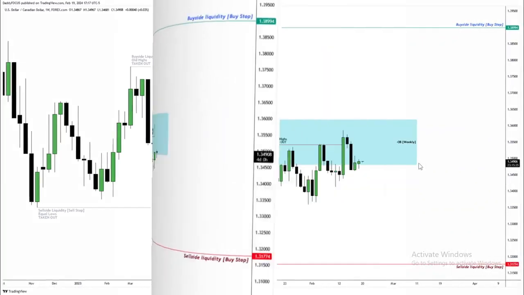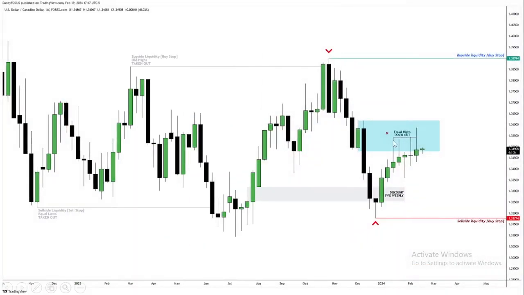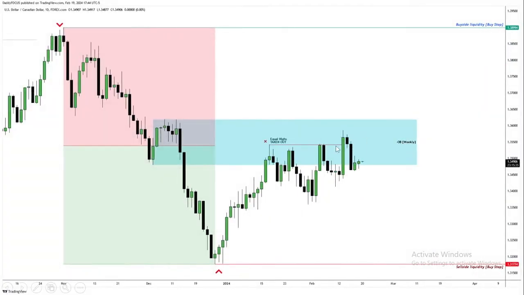Going over to our daily time frame, price on another level. Now these were the equal highs. Let me take you back. See these equal highs up here? Look at them right now. You see how pronounced they are. That's very good.